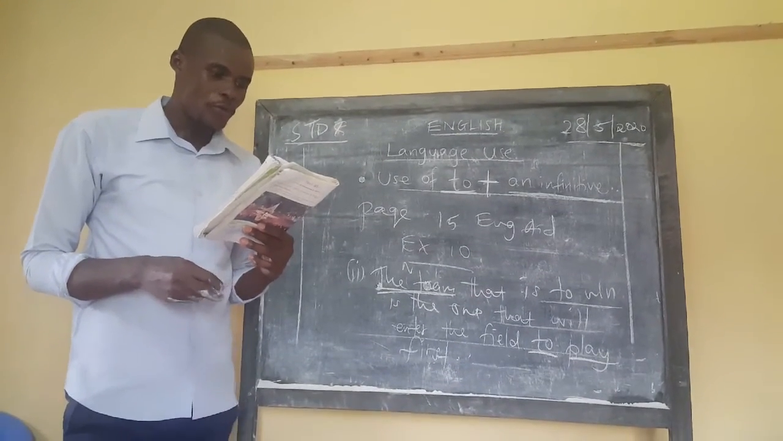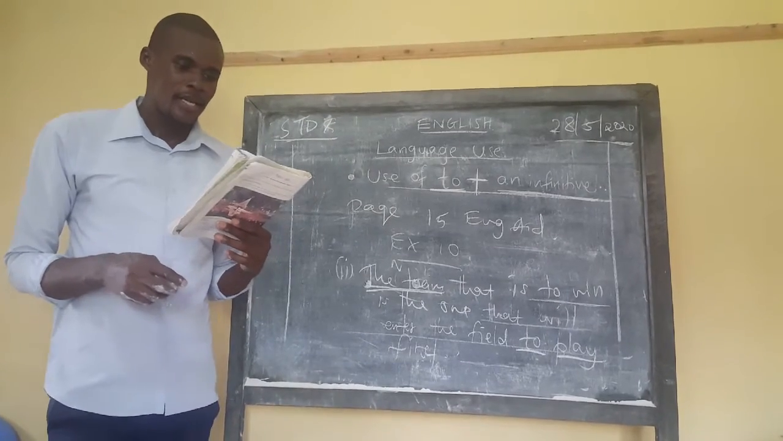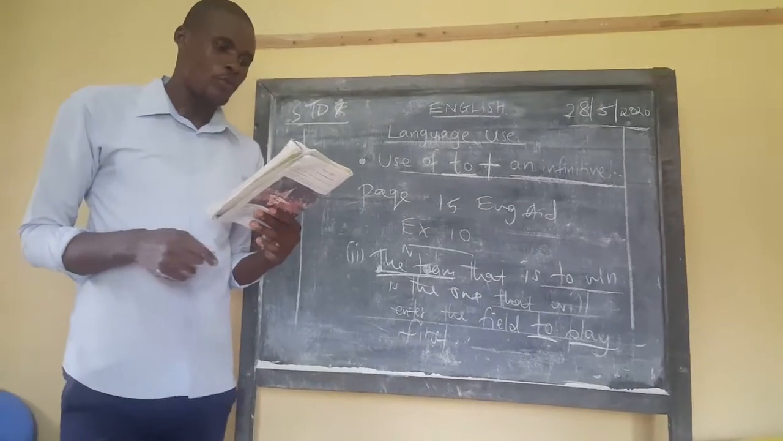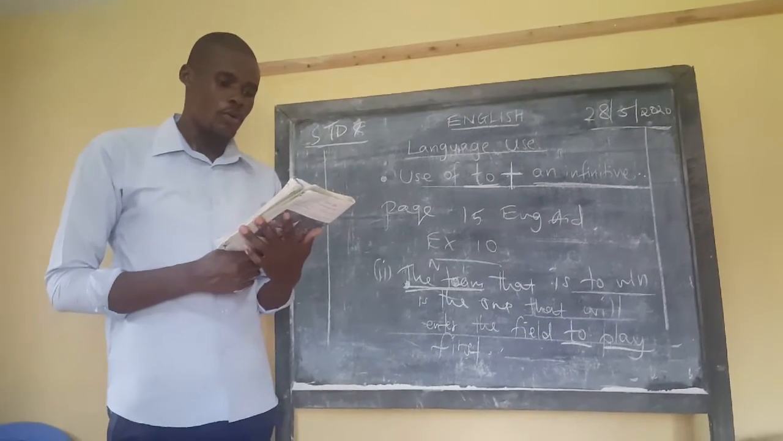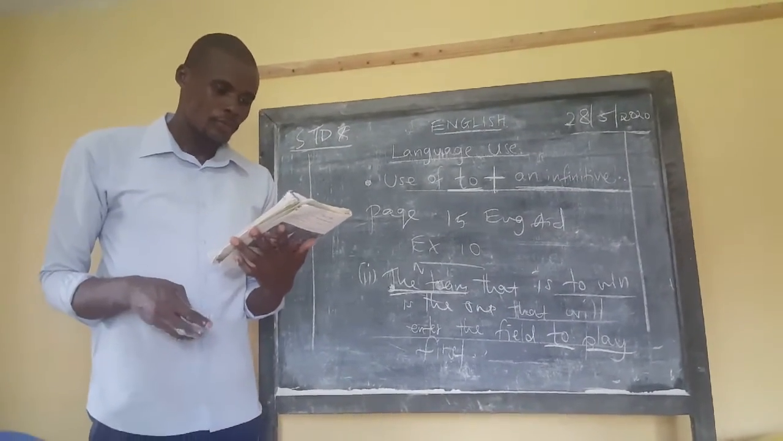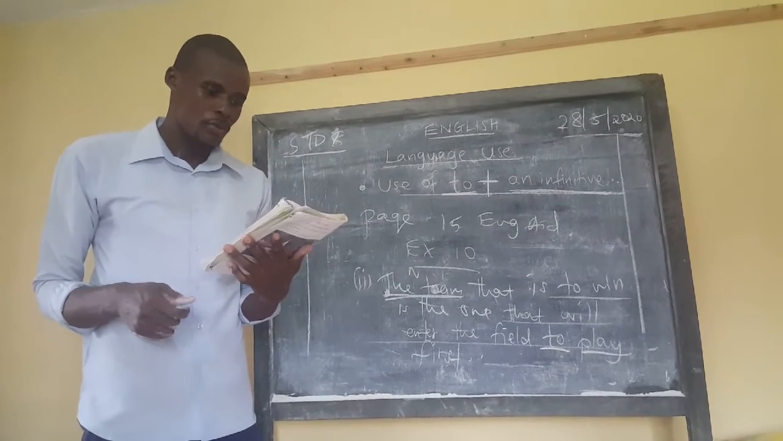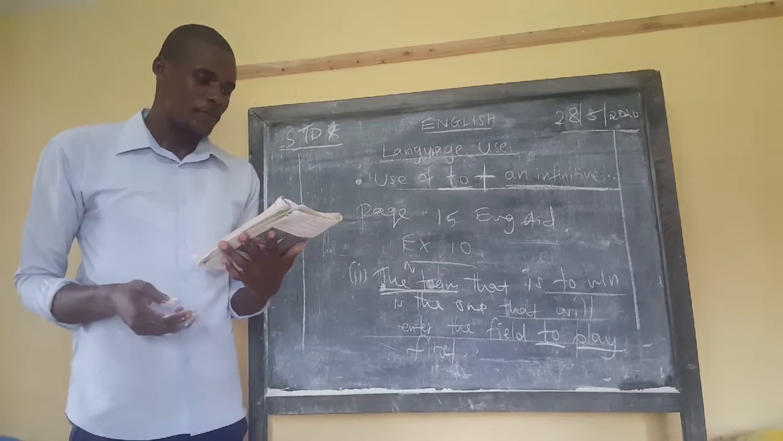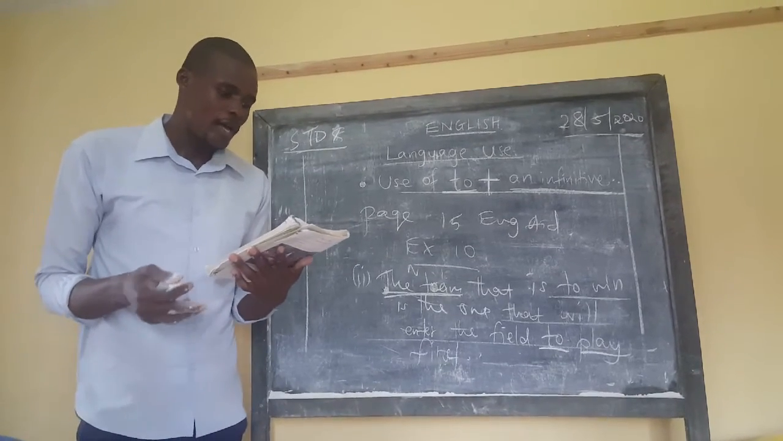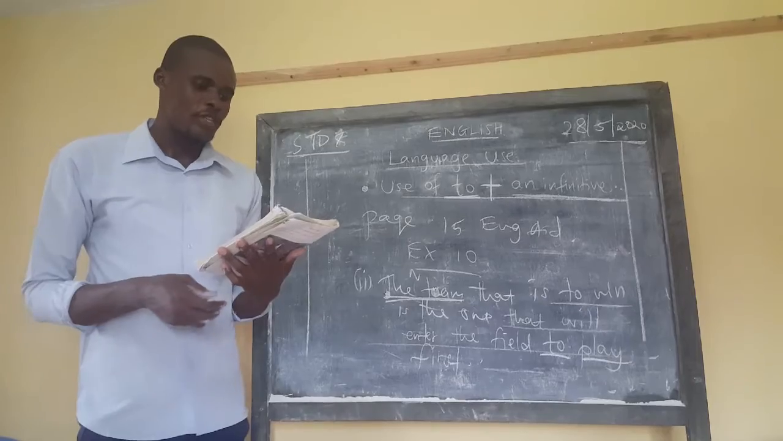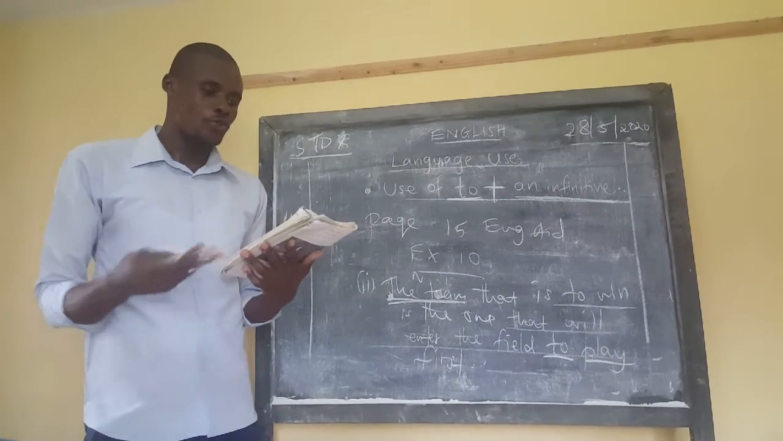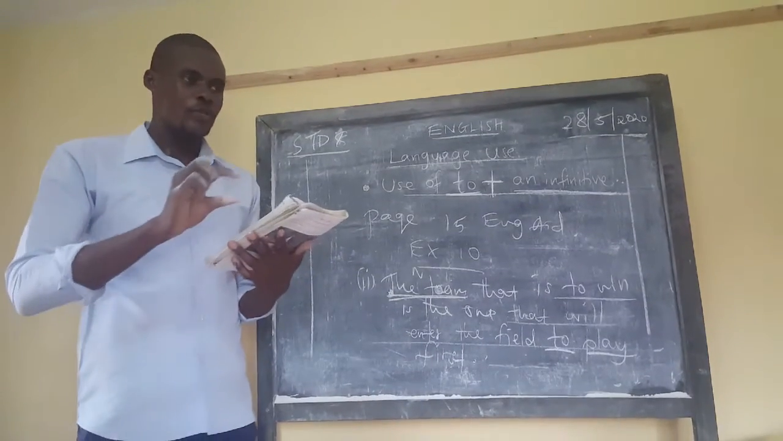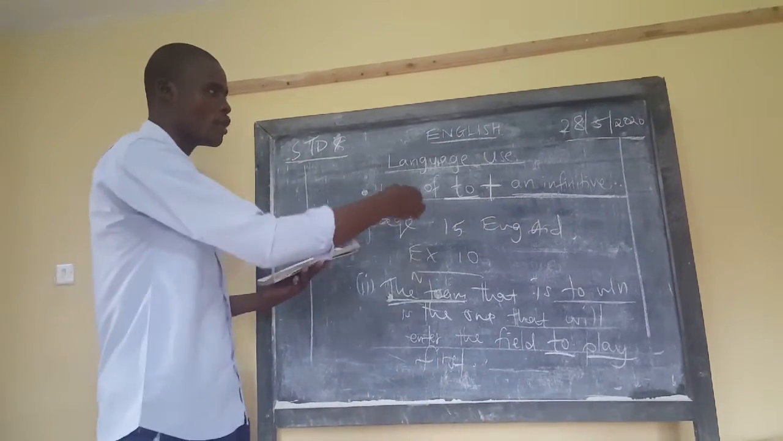Then number 4, the actor who won was first. The actor who won was the first in the audition to act, for example, is an actor. So the actor who won was the first in the audition to act or to show her play. To show. So I've just used that to show. After to, there must be an infinitive.